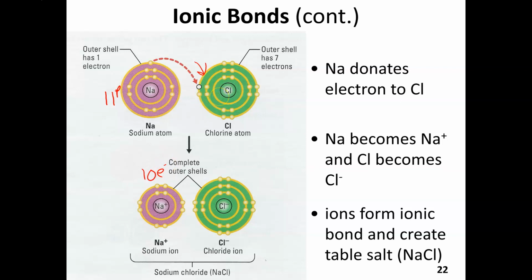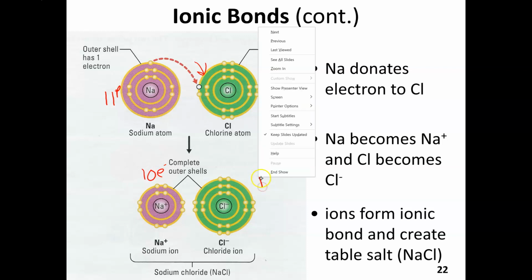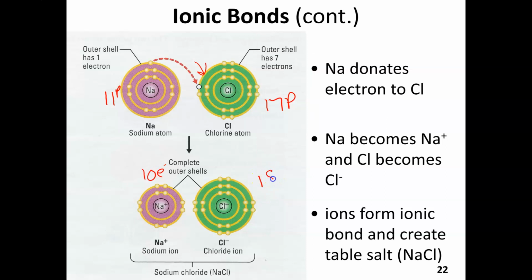Chlorine has 17 protons in the nucleus. But after it goes through this ionic bonding, it now has 18 electrons. That is so weird when it does that, right?